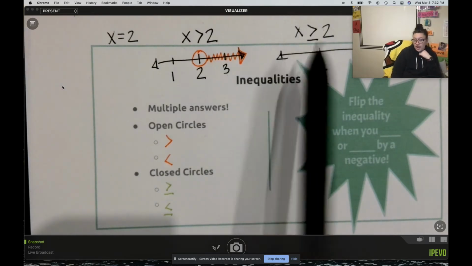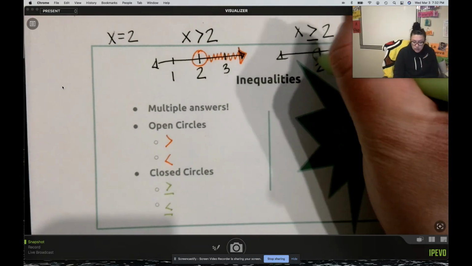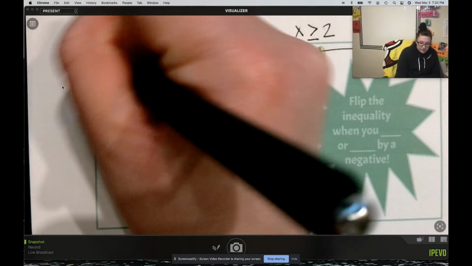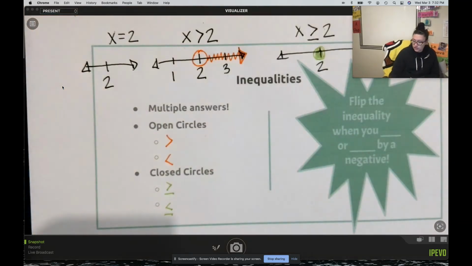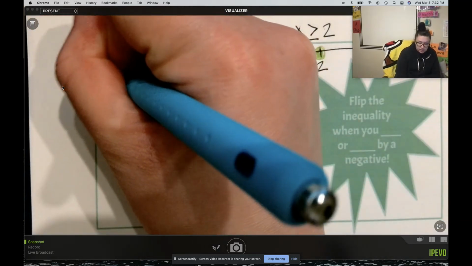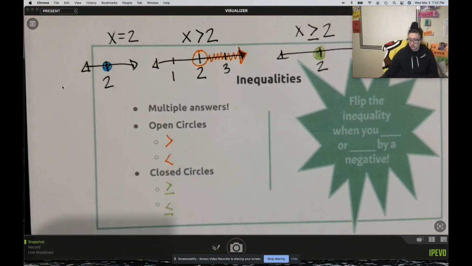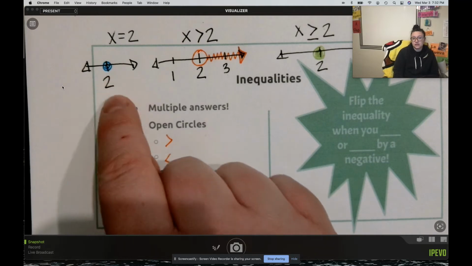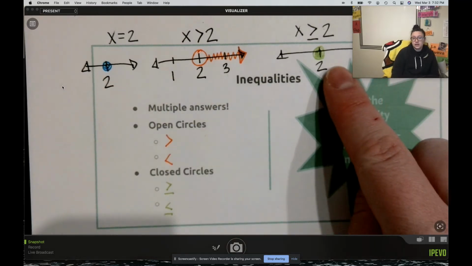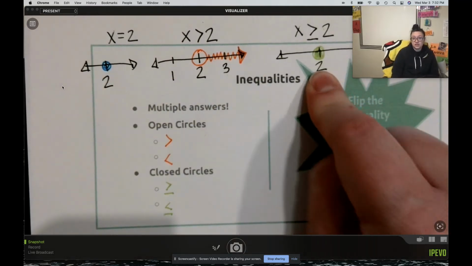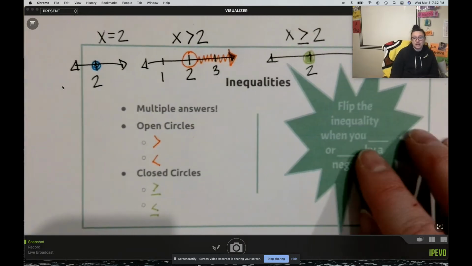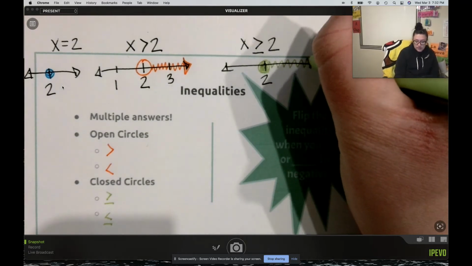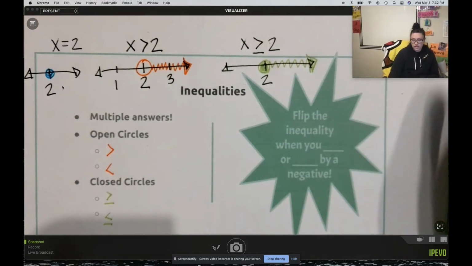To show that x equals 2, we use a closed circle. If I was just graphing this for an equation, all I would do is put a closed circle, that's it. Because equal means it includes that. That's what that closed circle means, it includes that number. Here, we're trying to include that 2 and everything bigger than it. So I would include that 2, and I would shade everything to the right, everything that's bigger than that 2.